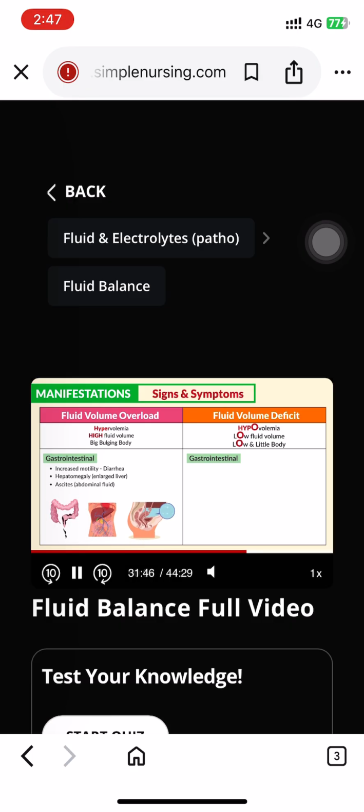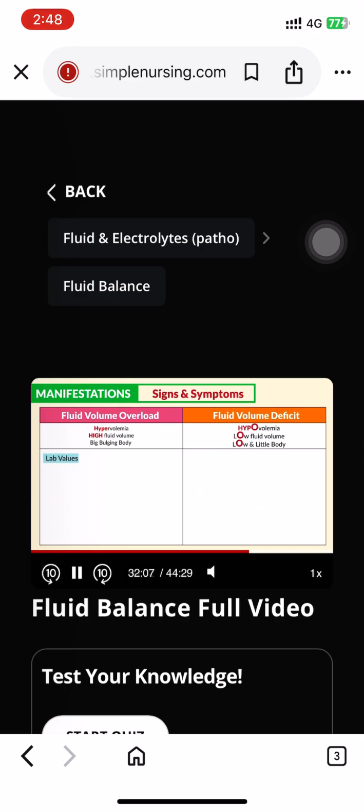Now for fluid volume deficit GI, we see decreased motility, a very dry intestinal tract leading to constipation, as well as diminished bowel sounds, referred to as hypoactive bowel sounds. Like the water slide, it has no water, right? It's nearly impossible to slide down, so things naturally get stuck.